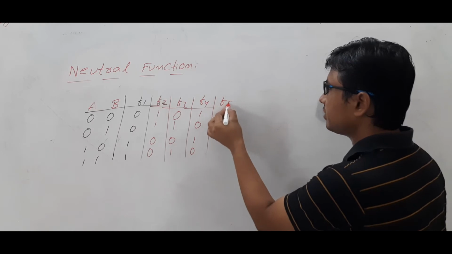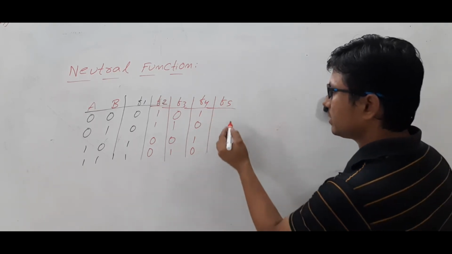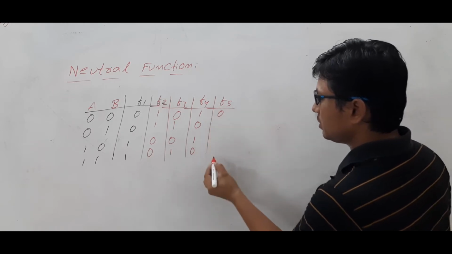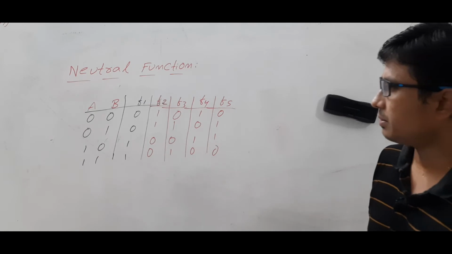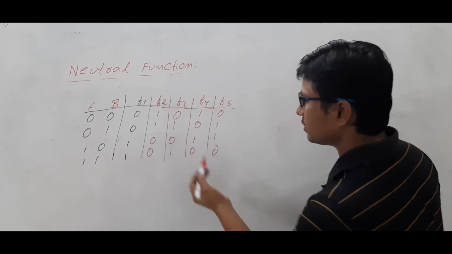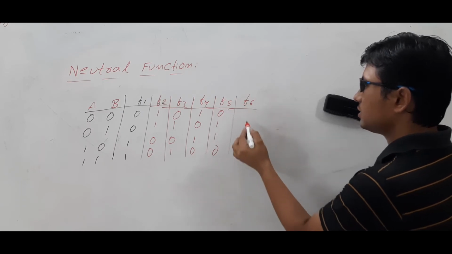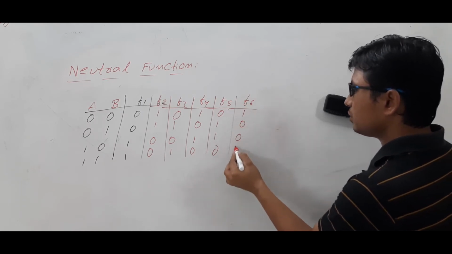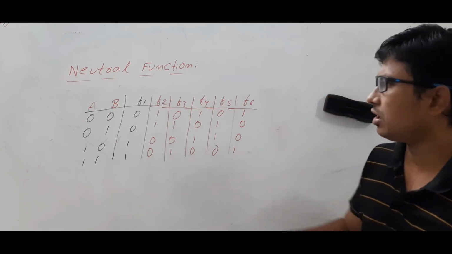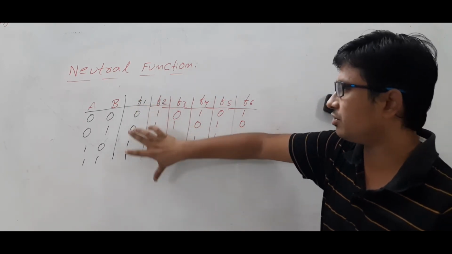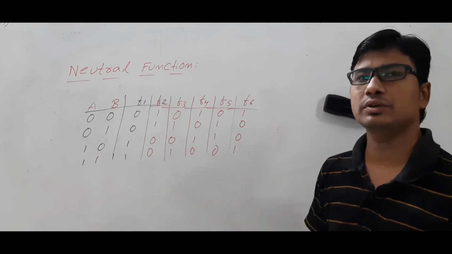Let's take f5. For f5, what I will do is 0, 0, 1, 1. Am I right? Have we considered such one? No. So this is also one neutral function. f6, 1, 0, 0, 1. This is also a neutral function. Is any other possible? All combinations where the number of zeros is equal to the number of ones have been taken. So we got 6 neutral functions.